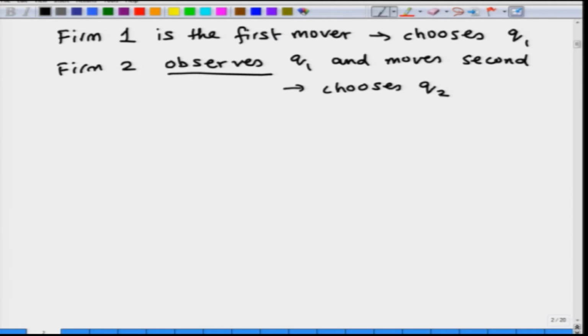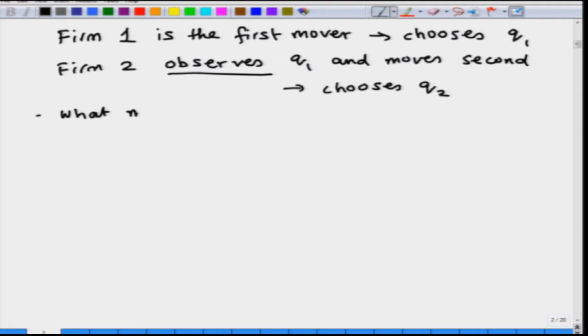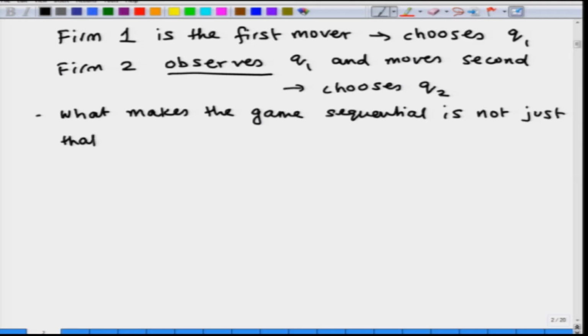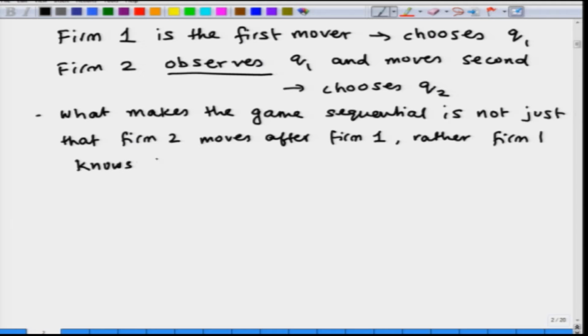Well, what makes the game sequential is not just the fact that firm 2 moves after the output chosen by firm 1 happens, which is true, right. So, firm 1 moves first and firm 2 observes Q1 and then chooses Q2. That in itself does not make it sequential, that is just a statement of the timing. What makes the game sequential is that firm 1 chooses the Q1, firm 2 observes Q1 and then chooses Q2, and then firm 1 knows that this is what is going to be the case, right. So, what makes the game sequential is not just that firm 2 observes Q1 and then moves after firm 1. Rather, firm 1 knows that this will be the case.